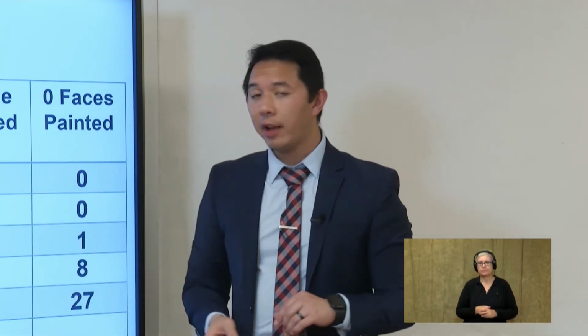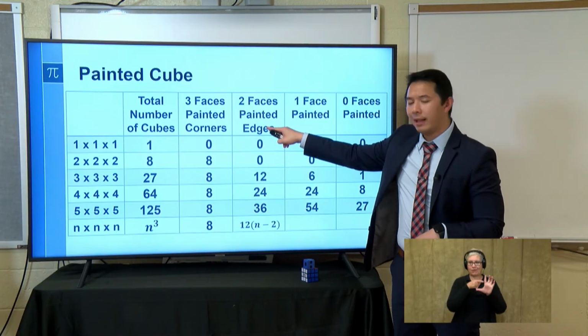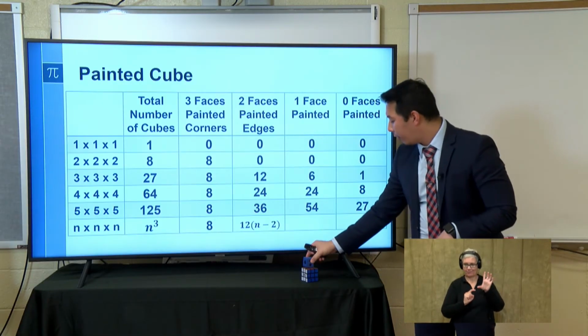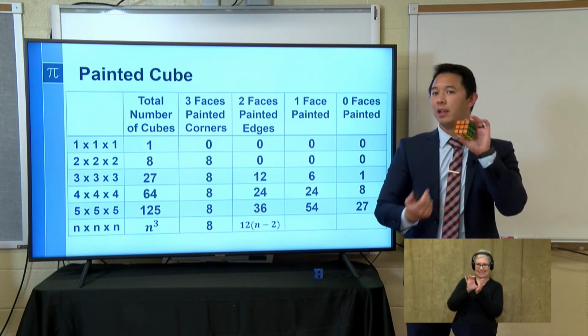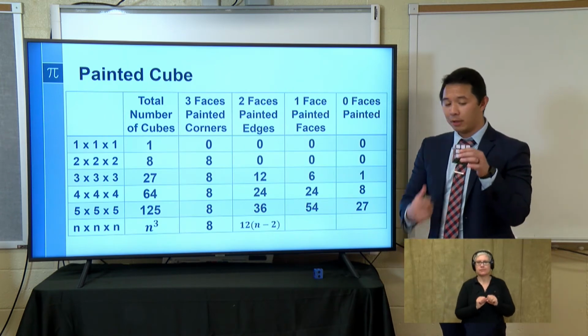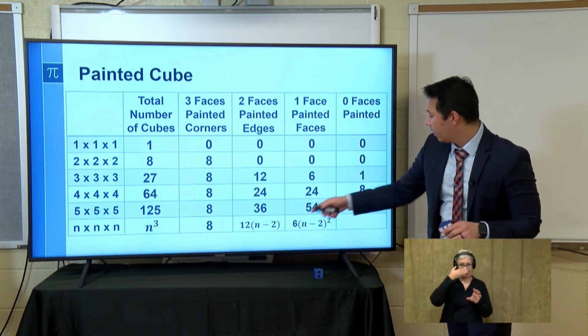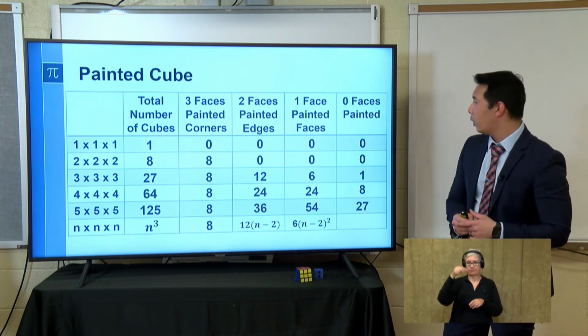When I'm looking at one face painted, we've already accounted for the corners and vertices. We've already accounted for the edges. Recall that the one face painted is always the center square on each face. And because I have 6 faces, and I'm talking about the center square, the expression that we come up with is 6 times n minus 2 squared.